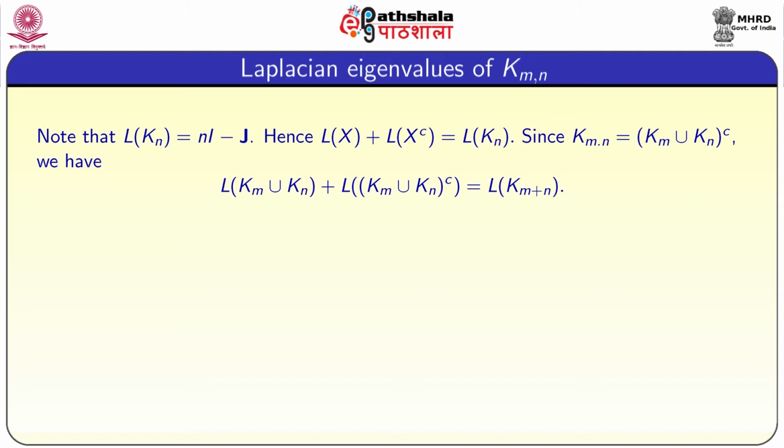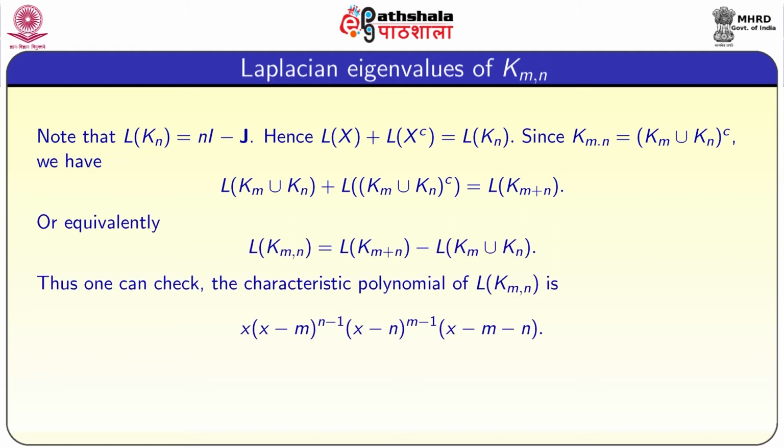Since K_{m,n} is equal to K_{m+n} minus the union of K_m and K_n, we have that L of (K_m union K_n) plus L of K_{m,n} is equal to L of K_{m+n}. We know that the number of vertices in K_m is m and in K_n is n. So the total number of vertices in K_m union K_n is m plus n, which is the same in K_{m,n} as well. So we have this part.